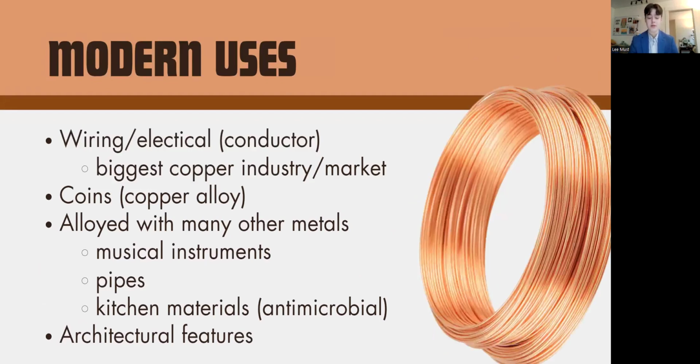Copper usage is projected to increase due to its use in the electrical industry. That's its largest market today. Copper is still used in coins as an alloy, as well as in musical instruments and pipes and kitchen tools and other hospital essential items due to its antimicrobial properties, and in architectural or sculptural features for its aesthetic properties.